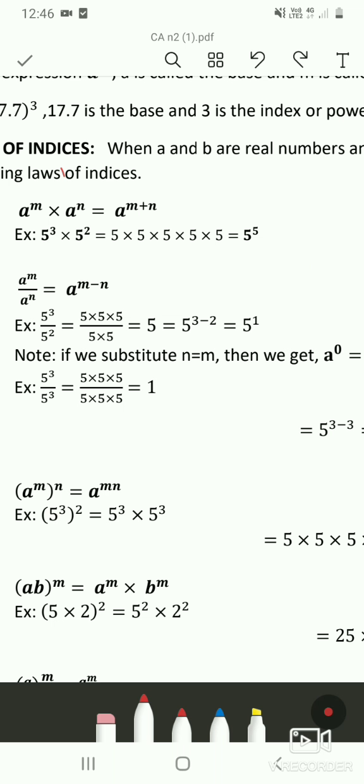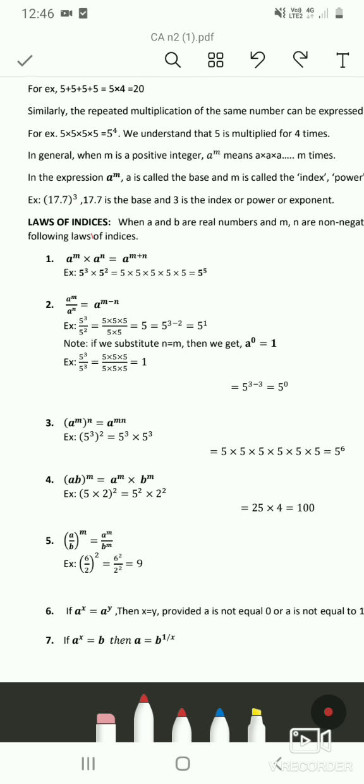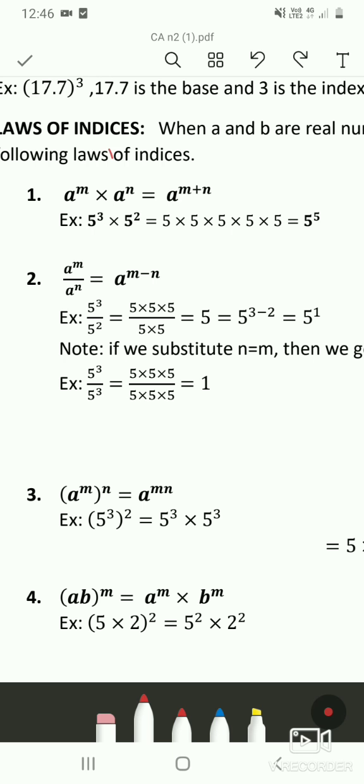Now let's look into the second law. a power m upon a power n equals a power m minus n. Here the bases are the same, that is a, and the power is m, and in the denominator the base is a and the power is n. So you can write it as a power m minus n.